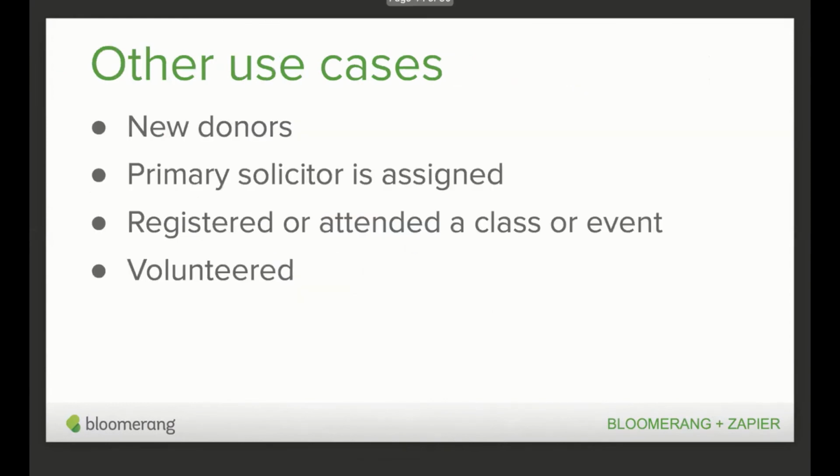So you may be curious about what other scenarios might work for your organization in terms of triggering automated emails or email series based on custom events in Mailchimp. So this is just a short list of examples, and you may be able to think of other instances where your organization would want to automate emails. But common examples are a new donor welcome series, if a constituent donated to a specific campaign, if the constituent is assigned a primary solicitor, if the constituent registers for or attends a class, event, or program, or if a constituent volunteered with your organization.